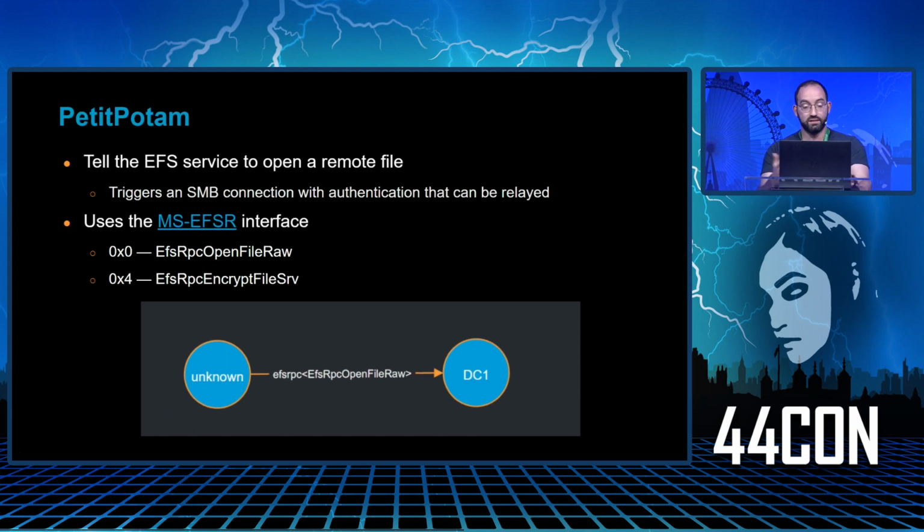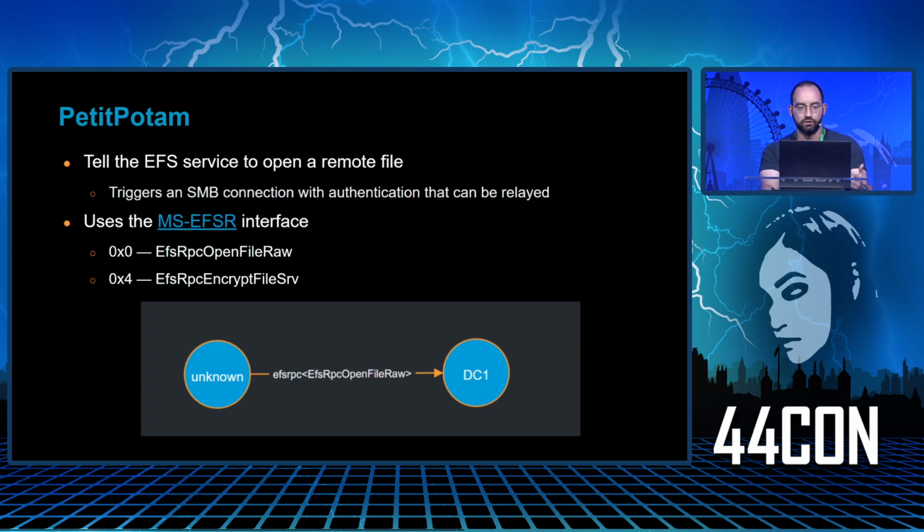Next example is PetitPotam, which is a vulnerability that made a lot of noise. Basically, it's an authentication coercion attack. What you do is you connect to the encrypted file system service and tell it to open a remote file. The EFS service, which is available by default, did not handle UNC paths correctly. And when you gave it a UNC path, it would trigger an outbound SMB connection with authentication that attackers can then relay for their nefarious purposes.